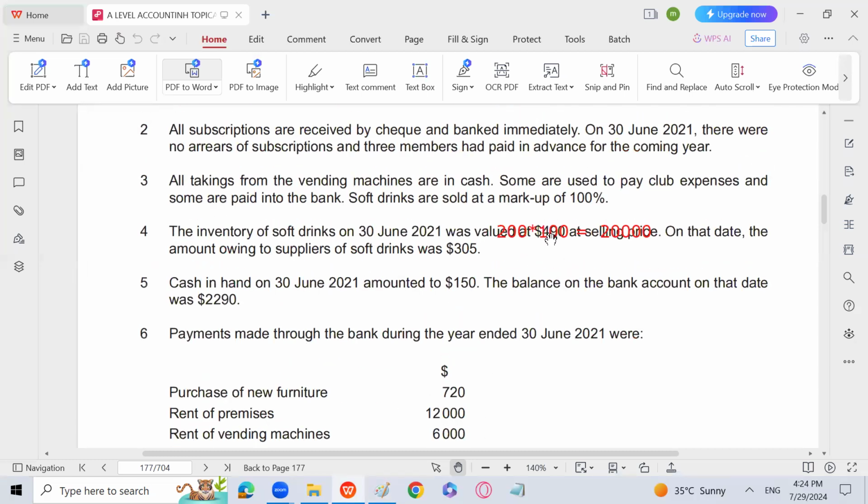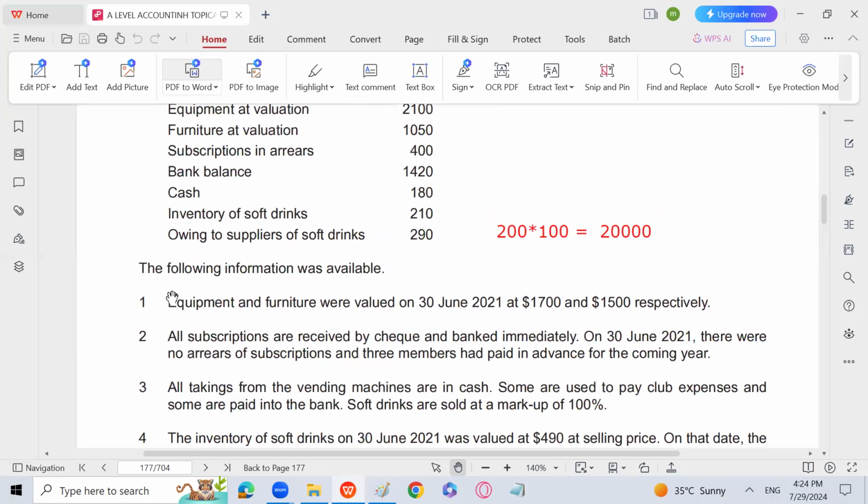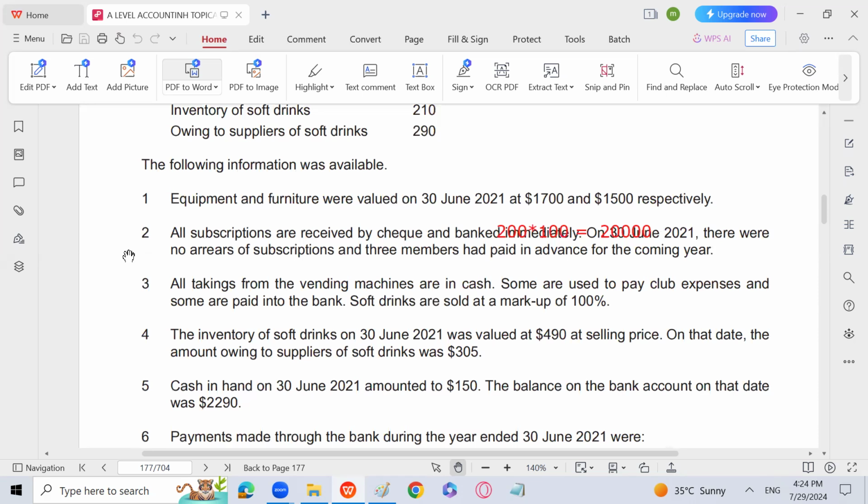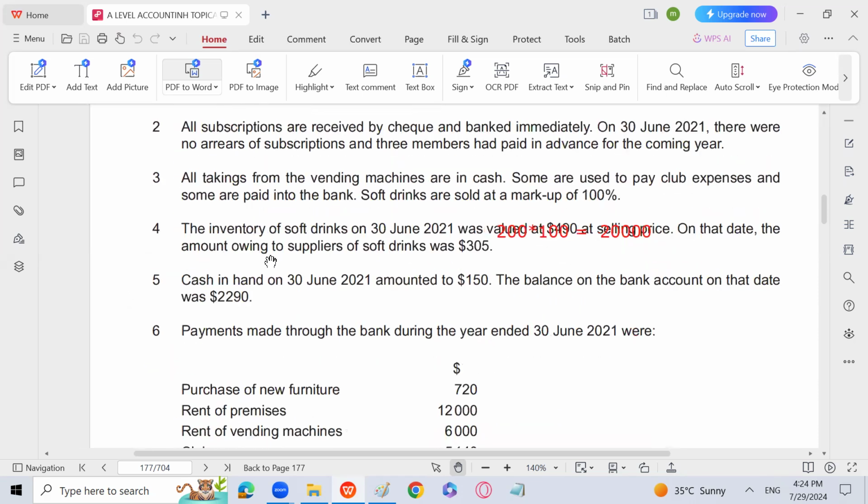So the sales given are bank. The sales are not given, but it has been given that the sales are basically on cash and all are cash sales. That is why markup or margin is given in the question.